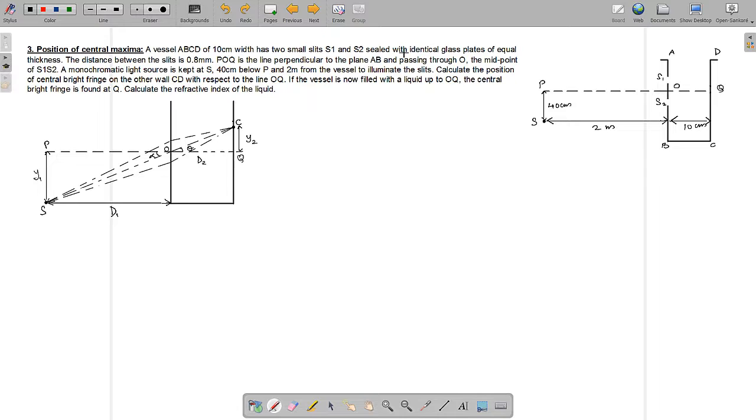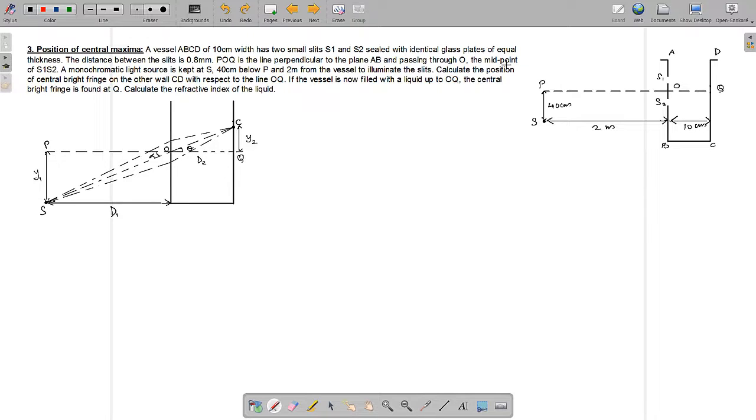S1 and S2, which are sealed with identical glass plates of equal thickness. The distance between the slits is given to us as 0.8 millimeter, and this is a line POQ. This is a line which is perpendicular to the planes AB and CD, O being the midpoint of S1 and S2, and Q is the point on this plane CD. Right now, it is given to us that there's a point source. We have to calculate the position of the bright fringe that is found.